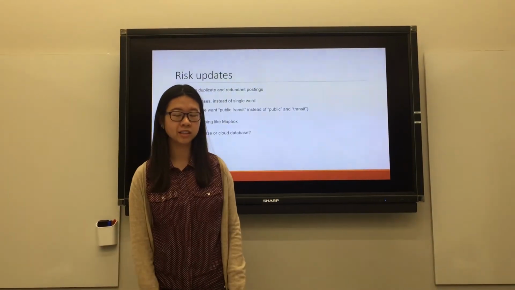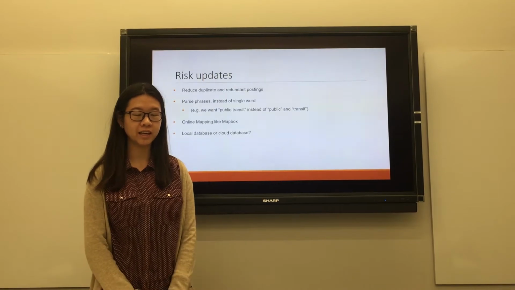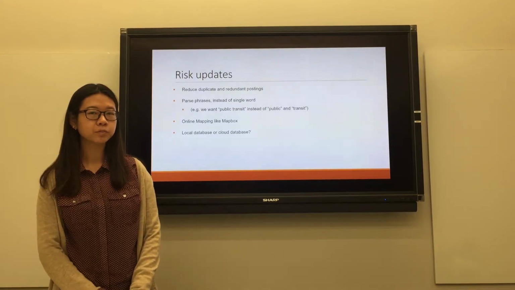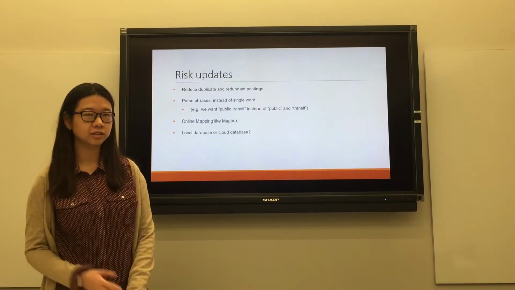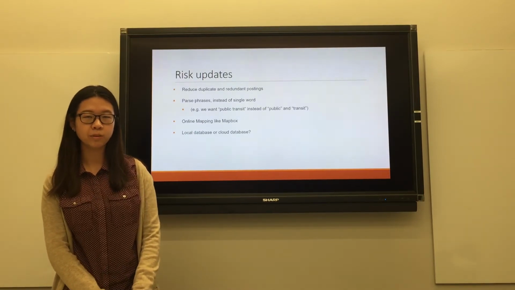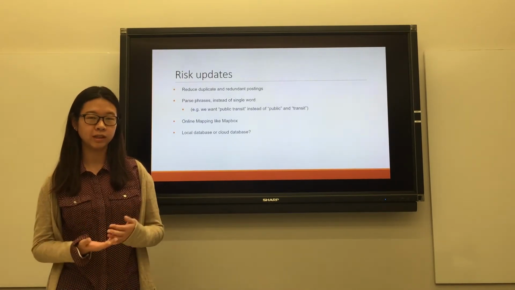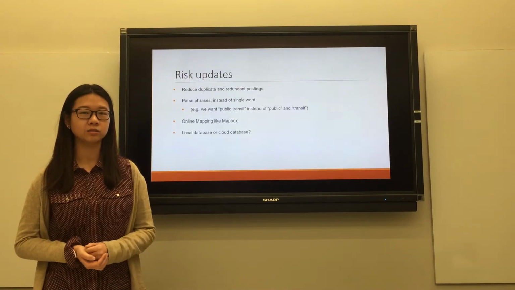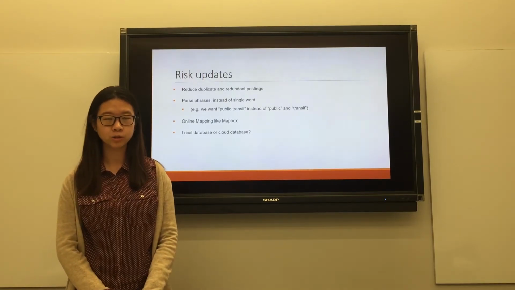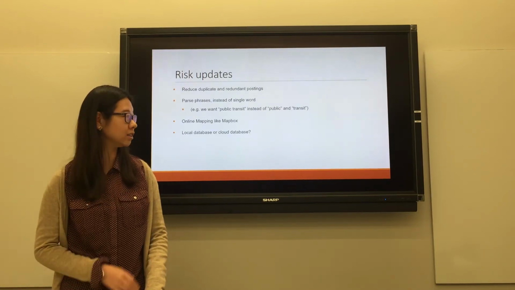In terms of the risk, we identify four risks. So first, we understand that there are many duplicate and redundant postings when searching by zip code. So we want to remove these duplicates, which is kind of a risk for us. And then another risk is the parsing data. We want to parse for phrases, not just single words. So for example, we want to parse for public transit as a phrase, not just public and transit as single words. So next, we are not quite familiar with online mapping tools like Mapbox, but we use QGIS and ArcGIS frequently, so I think that's a minor point.